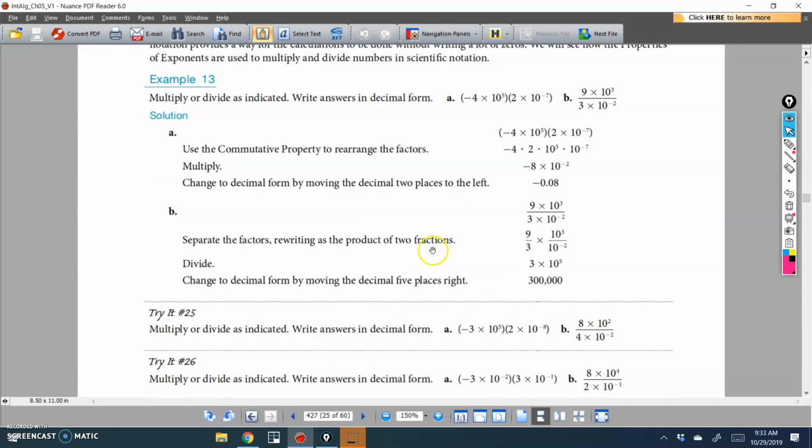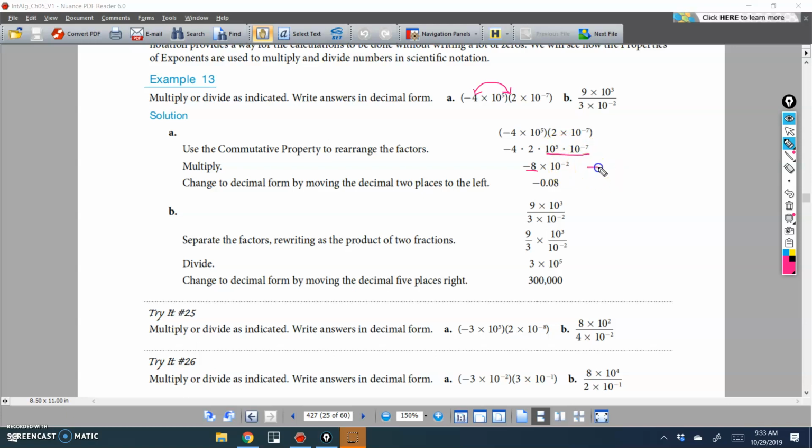So let's do some fun stuff. So now what if we want to multiply or divide these guys? So let's look at A. I want to multiply these two pieces together. Well, my numbers were multiplied together, so negative 4 times 2, that'll be negative 8. And then 10 to the 5th times 10 to the negative 7. So product rule, these guys are going to add. 5 plus negative 7 is going to be negative 2.